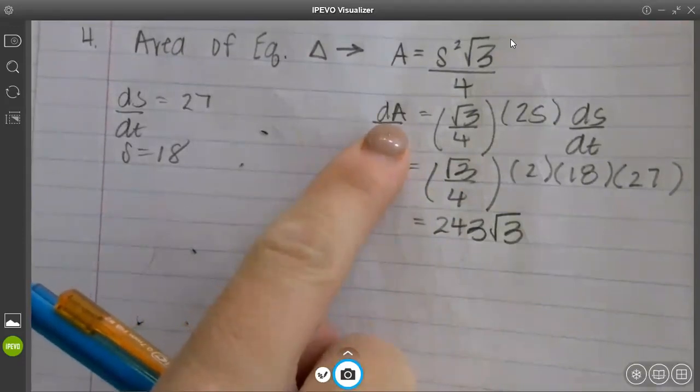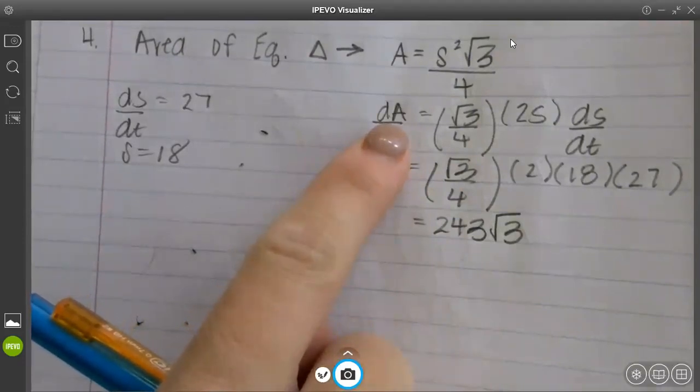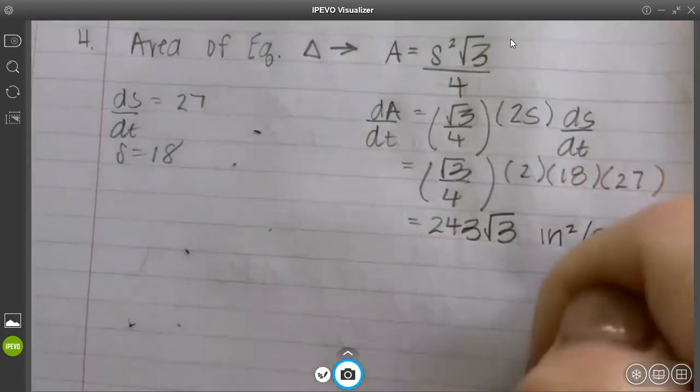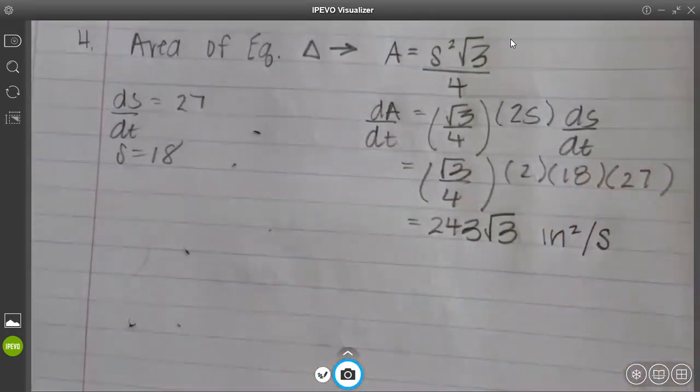We have area on top. So what was our unit for area? Inches squared. What time? So inches squared per second. Again, your dA over dt will tell you exactly what units you put. Is everybody okay with the units? All right, number five.